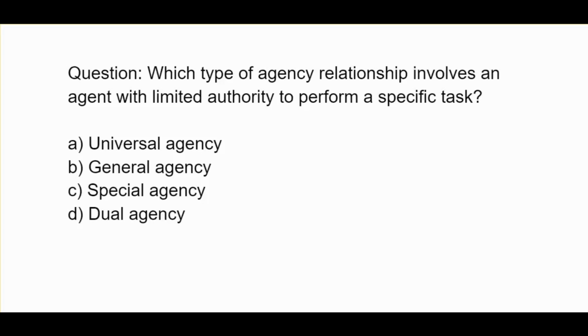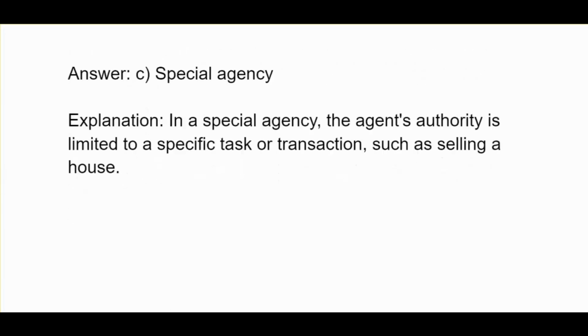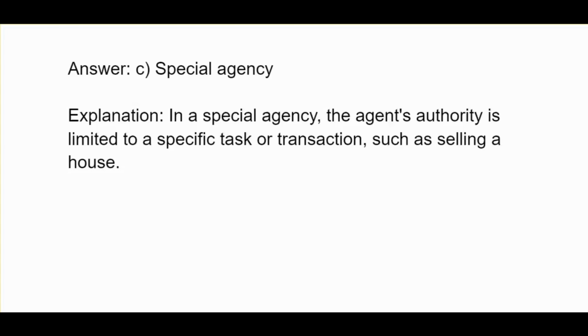Which type of agency relationship involves an agent with limited authority to perform a specific task? C. Special agency. In a special agency, the agent's authority is limited to a specific task or transaction, such as selling a house.